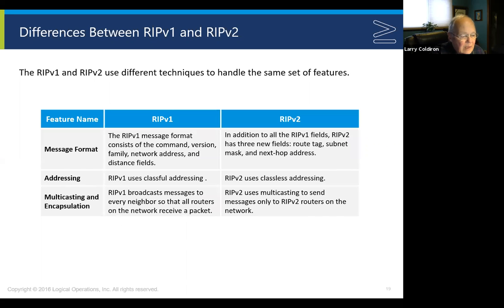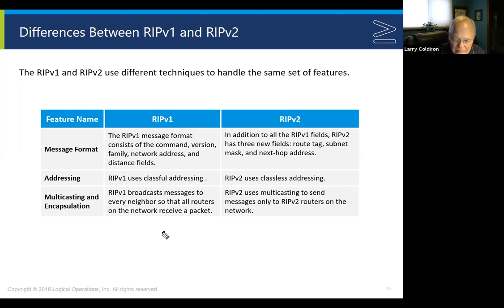The message format is probably one of the easiest things to look at. We have two types, RIP V1 and RIP V2. V1 is the older version, obviously. The RIP V1 message format consists of the command, version, family, network address, and distance. RIP V1 uses classful addressing. We cannot subnet it. And you say, well, that's a big deal. And it kind of is a big deal, but keep in mind, it's kind of like a summarization.